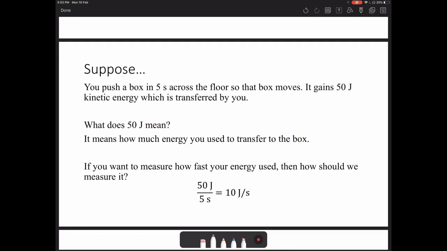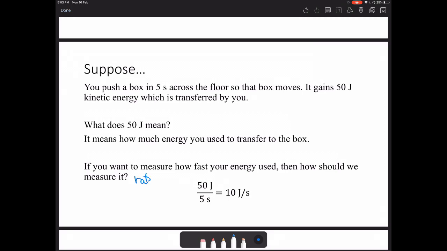Okay. Now let's go to the next section. Suppose you push a box in 5 seconds across the floor so that the box moves. It gains 50 joules of kinetic energy, which is transferred by you. What does 50 joule mean? So 50 joule is the amount of energy you have transferred to the box. If you want to measure how fast your energy is used, then how should we measure it? I have already taught this to my Form 2 students.